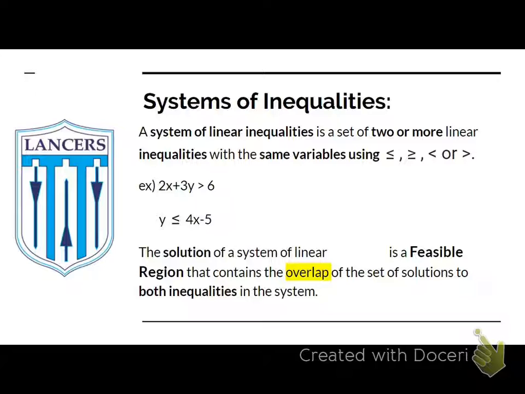So a system of linear inequalities is a set of two or more linear inequalities with the same variable using one of the inequality symbols. So we've got an example of two inequalities shown here. Again, kind of like when we did systems of equations, but now they have a different symbol, not an equal sign. The solution is a feasible region that contains the overlap of the set of solutions to both inequalities in the system.